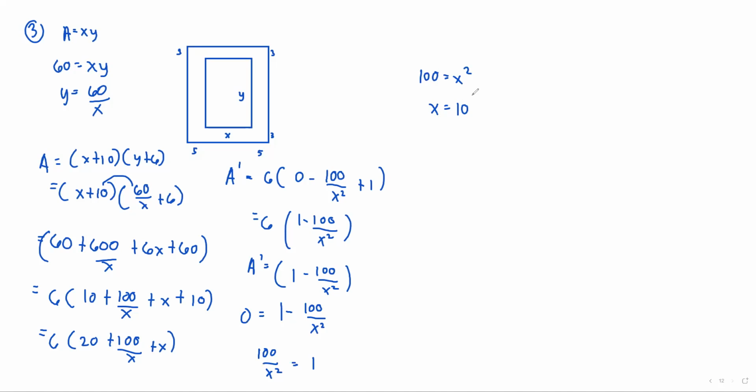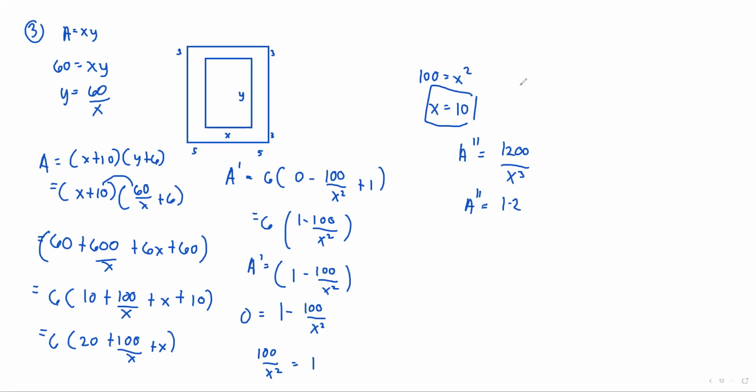So syempre, ito na yung magiging final answer natin. We don't have to do the second order, pero we can do it naman. Second order will become something like this. Magiging 200 over X cubed. So A double prime, kahit i-solve natin yan by substituting the value of X, magiging 0.2. Technically positive. Okay? So ito na yung magiging minimum value ng X natin.